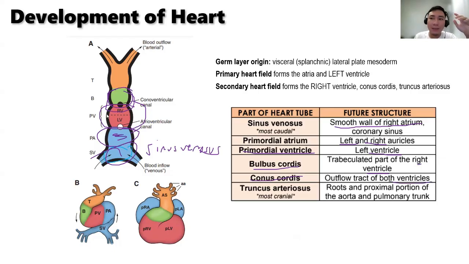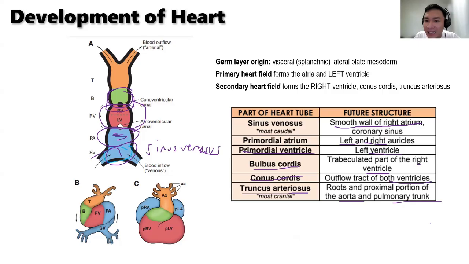So, lalabas yung blood from the right and left ventricle, pupunta sila sa isang cone-shaped part. That's your conus cordis. And lastly, it will go to the arterial circulation via the truncus arteriosus. Ayan, truncus, di ba? And arteriosus, arteria. So, that's the aortic and pulmonary trunk. So, later on, yung truncus arteriosus na yan, mahahati yan by your aorticopulmonary septum to form your aorta and your pulmonary trunk. Aorta going to the systemic circulation, pulmonary trunk going to the lungs.